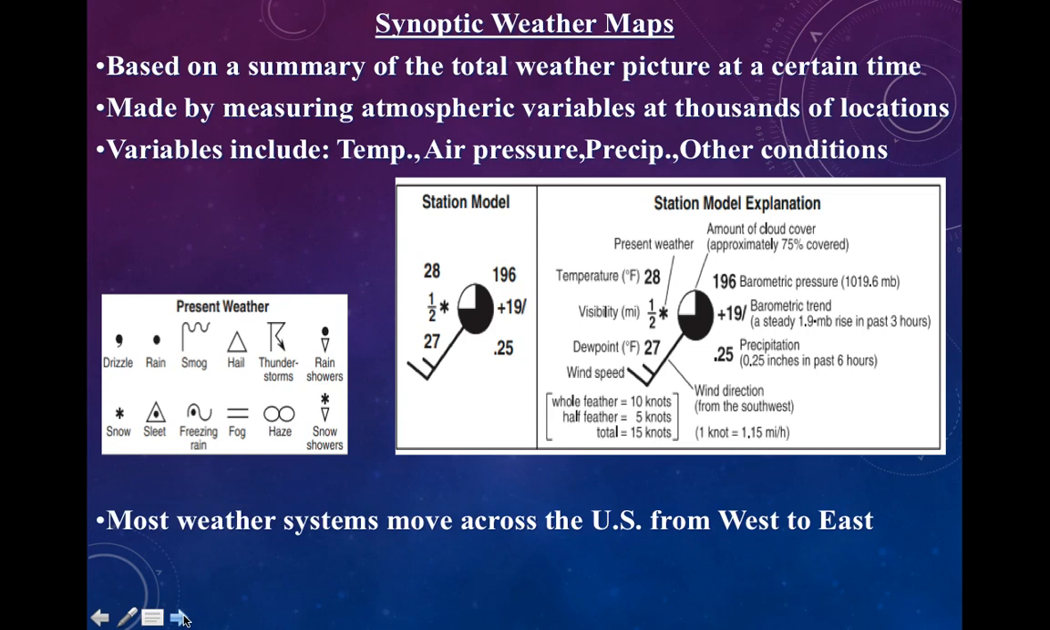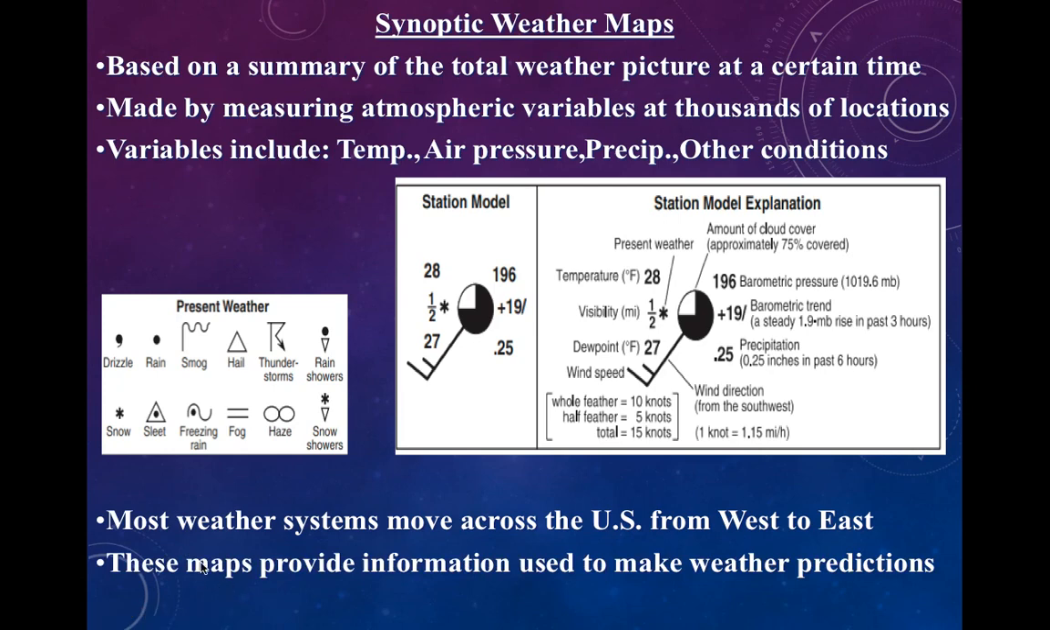So one thing to know also, most weather systems move from west to east. So we'll normally look maybe at the weather in Chicago. And normally the weather in Chicago, about a day, maybe 2 days later, will move across from west to east and hit us about a day or two later. And like I said, these maps provide information used not only at the present time, but also to make predictions.